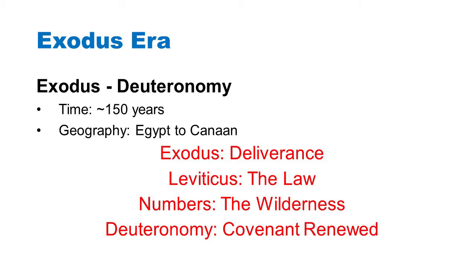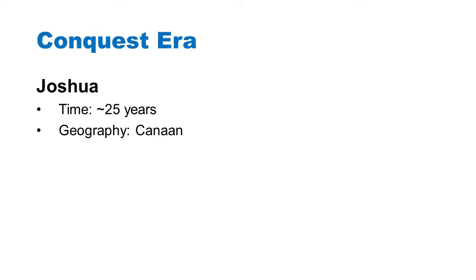And that brings us to the third area. So Exodus through Deuteronomy, they fall into this Exodus era. And that completes the first 5 books of the Bible that we talked about, those 5 books of law, or the Pentateuch. Well, that brings us to the next era. And this is a very short era compared to the rest of the eras that we look at, but this is the conquest era. And this is the book of Joshua that tells us about this.